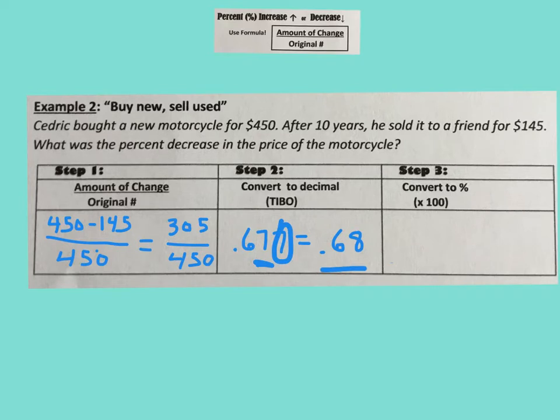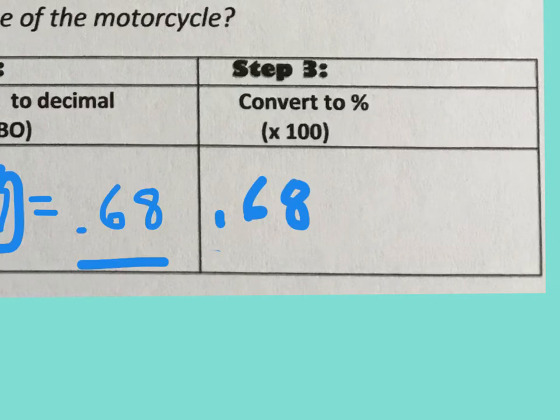All right, so now I just have to convert it to a percent. So 0.68, so now I just want to change that to a percent by multiplying by 100 or moving the decimal 2 places to the right and adding the percent sign. So that would be 68%.